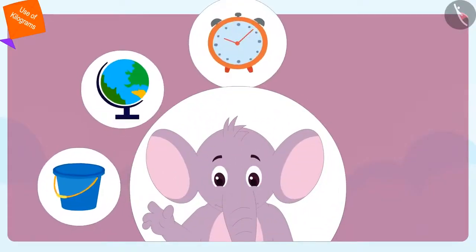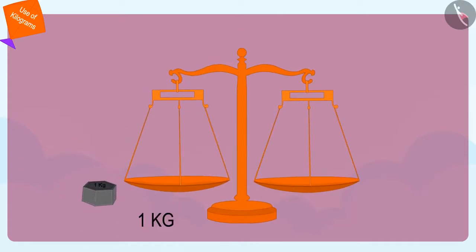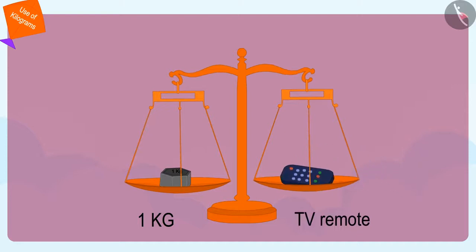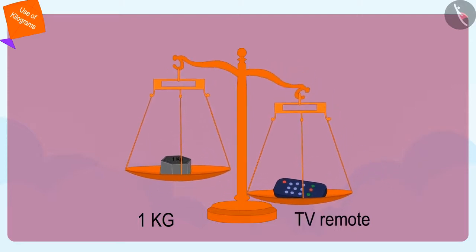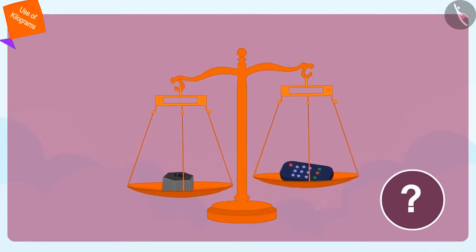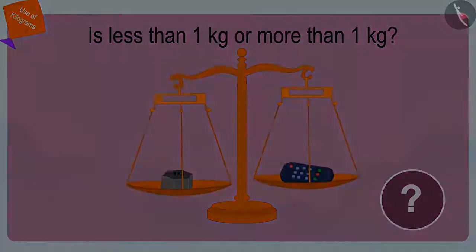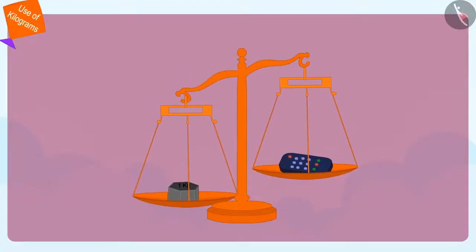Appu wants to determine the weight of some items in his house. He first put a 1 kg weight on the scale on one side and then he placed the TV remote of his house on the other side. Children, can you guess whether a TV remote weighs less than a kg or more than a kg? Well done, kids! Your answer is absolutely correct. The remote weighs less than 1 kg.